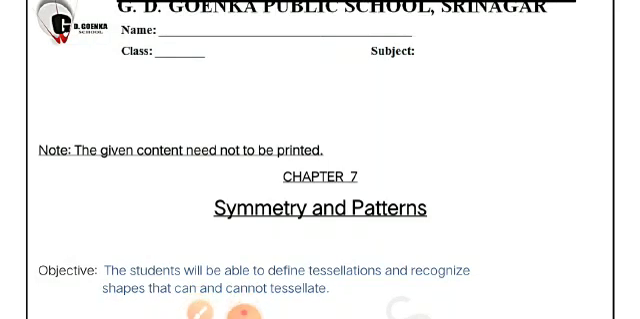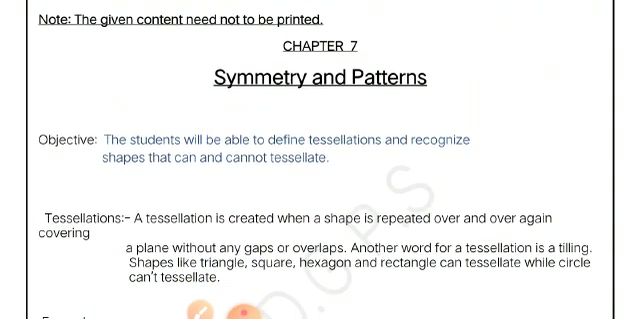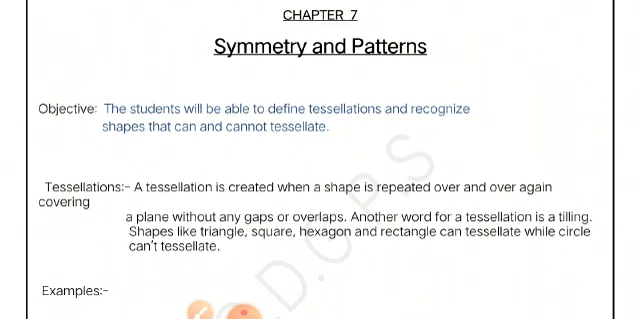Dear kids, today we are going to discuss one more subtopic of the chapter Symmetry and Patterns, and the name of the subtopic is tessellations. What is a tessellation? Tessellation means tiling. That means whenever we arrange any shape repeatedly again and again without any gaps or overlappings in between them, we call it tessellation.